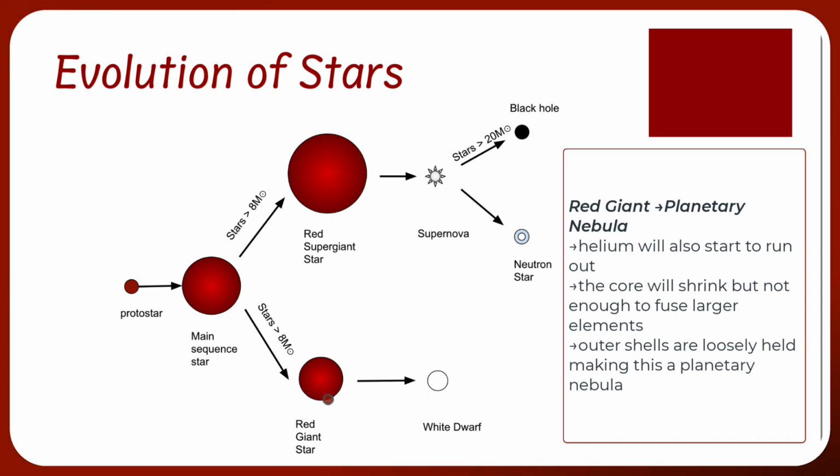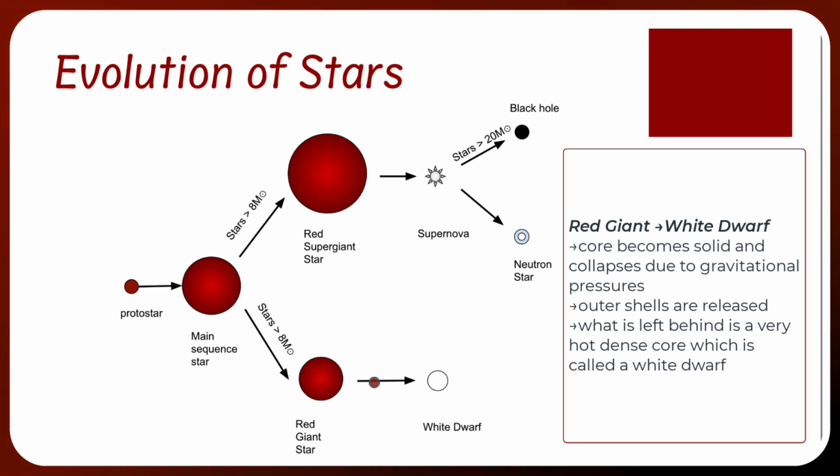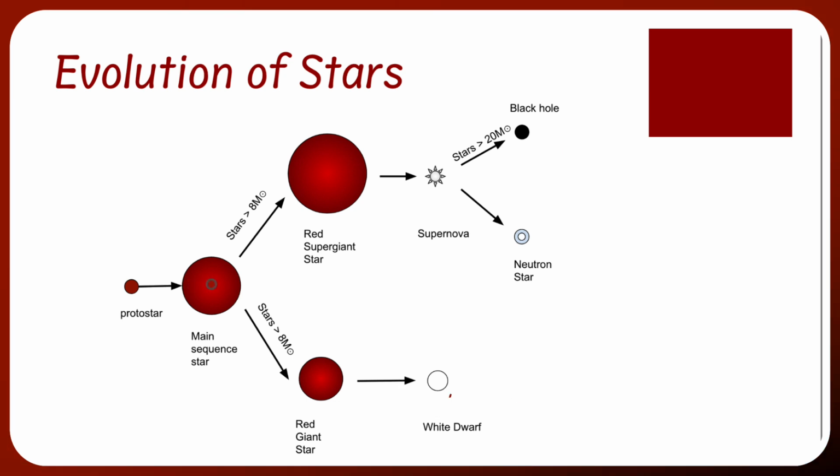Eventually, in this red giant, my helium is going to run out as well. My core contracts, but not quite enough for a new fuel and to use larger nuclei. It is going to end up releasing those gases I was talking about, the outer shells. And what's left behind is going to be a very hot, very dense core called a white dwarf. If I look at the Hertzsprung-Russell diagram, it's going to be in the bottom left. Now, what if our main sequence star was bigger than 8 times the mass of the Sun? I'm going to have a different process.